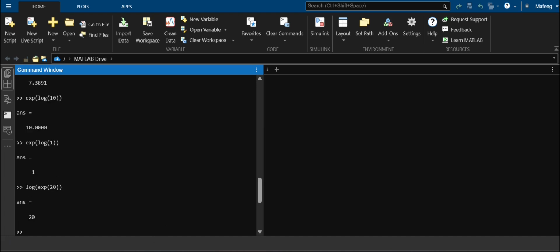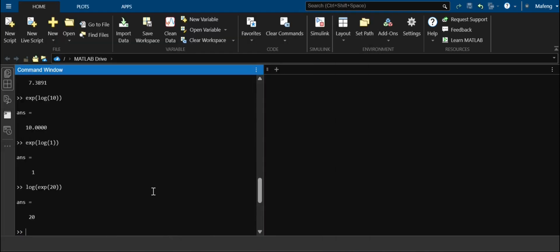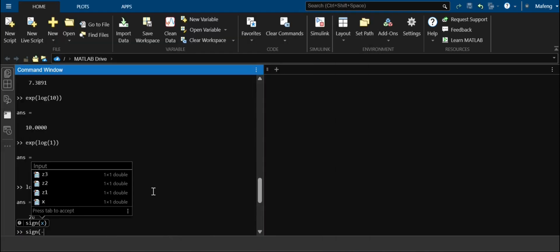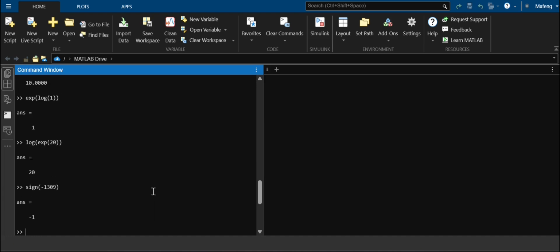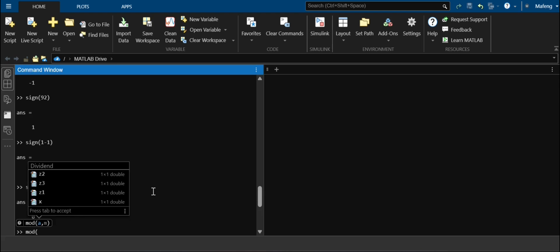Okay. So sign and mod. So sign, as I said, just gives you the sign. If I have a negative number, it gives me -1 as the sign. If I have a positive number, it gives me +1 as the sign, and if it's 0, it gives me 0. Then mod just gives you the, what do you call it, remainder after division.